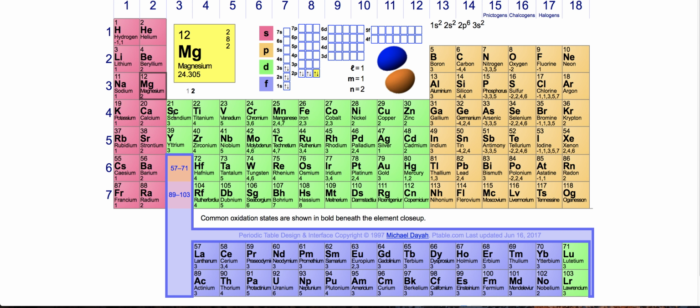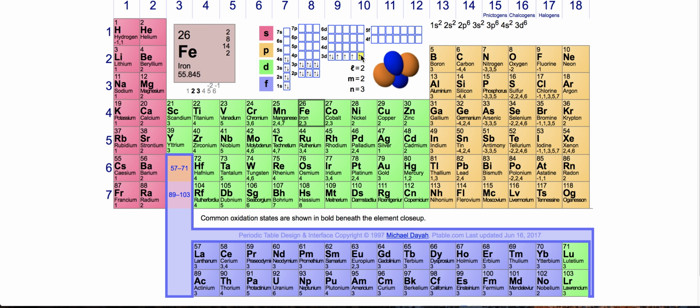You get into the d orbitals, they lag one behind, so that would be 3d, 1, 2, 3, 4, 5, 6. So the electron configuration for iron should be 1s2, 2s2, 2p6, 3s2, 3p6, 4s2, 3d6. And there it is: 1s2, 2s2, 2p6, 3s2, 3p6, 4s2, 3d6. And there's the orbital diagram, the whole thing.